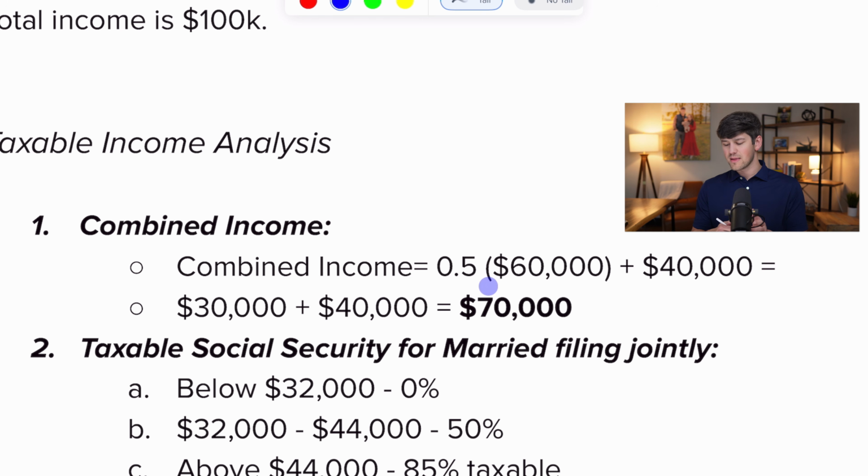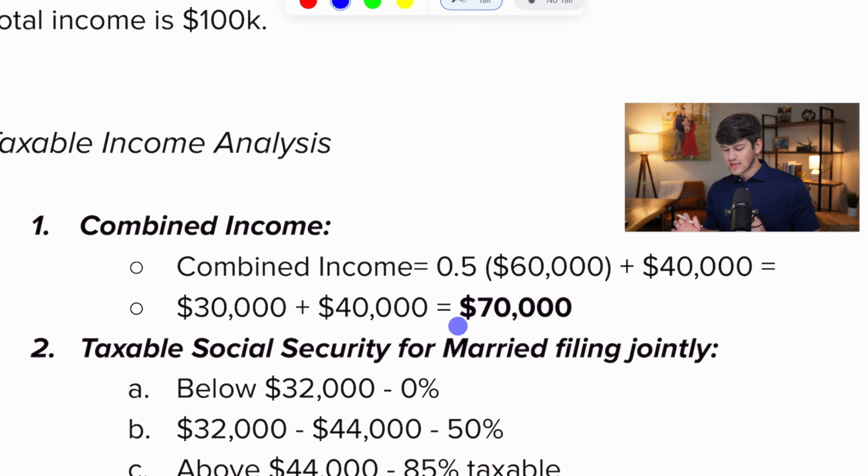If we think back to that, the first thing we've got to do is take half of our Social Security amount. So in this situation, $60,000 is the Social Security amount. We take half of that, and then the full amount of his IRA distribution, since that's his only other source of income. What that does is the combined income or provisional income equals $70,000.